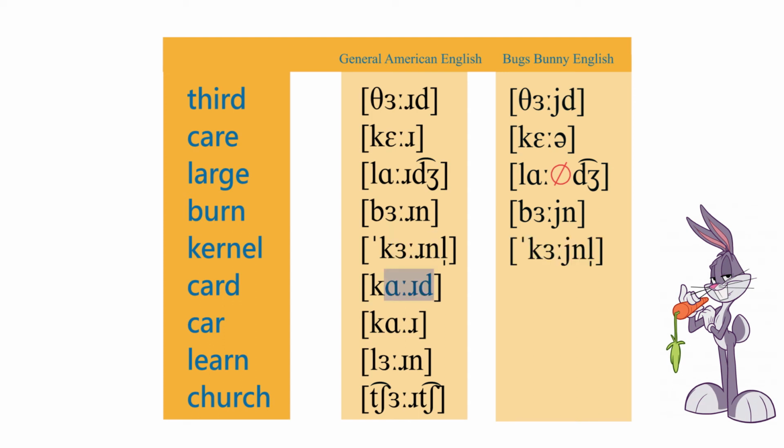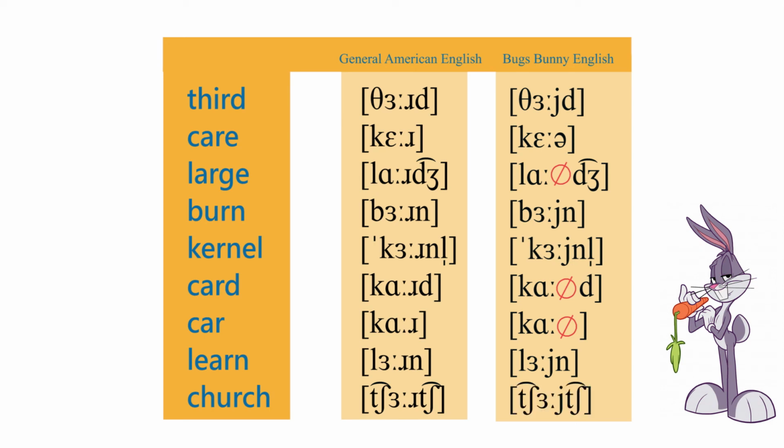And then card, non-rhotic English, cod. Ka, non-rhotic English, ka. And then learn would be line, and church would be church. Okay, so I clarified his speech: when he pronounced the yeah, boin, coinal, and when he doesn't pronounce it, like ka and cod.